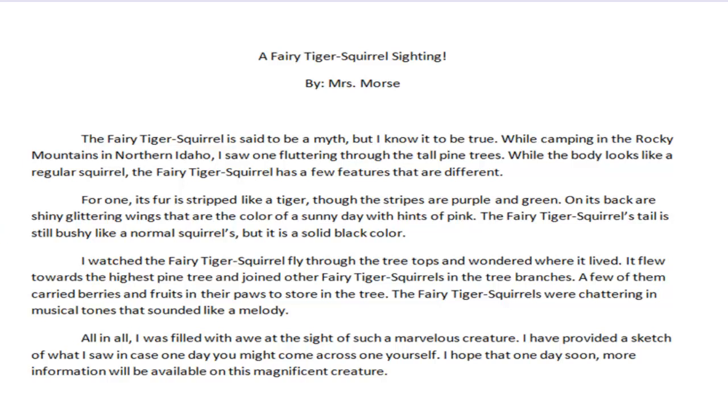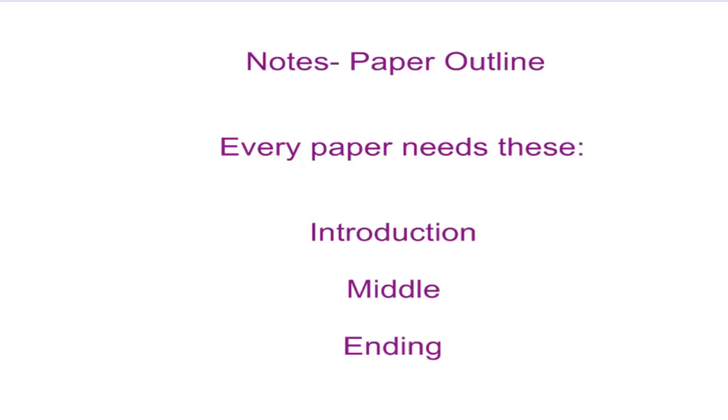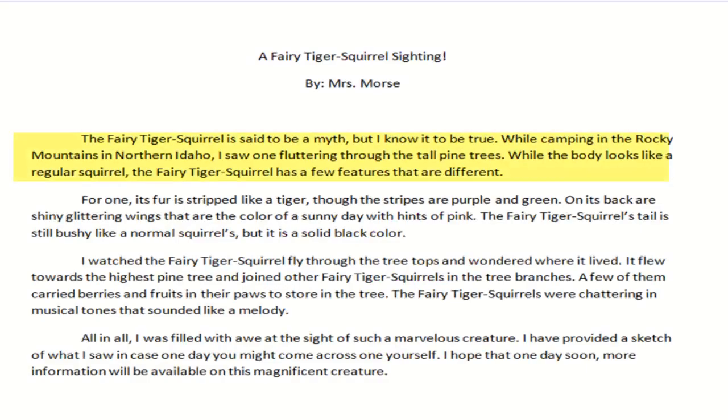Now, like I said before, every paper needs an introduction, a middle, and an ending. In my story here, my introduction is my first paragraph, where I introduce what I am talking about. My topic sentence is my first sentence here that tells me what my story is going to be about: the fairy tiger squirrel is said to be a myth, but I know it to be true. It tells me what the whole story is going to be about.